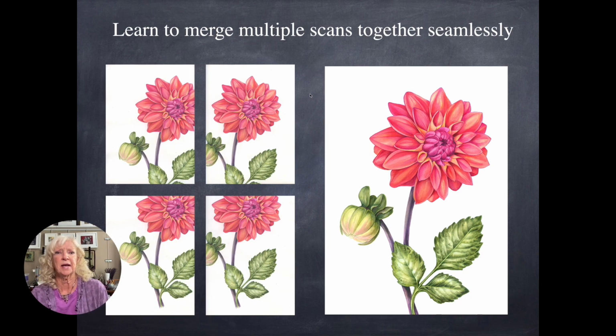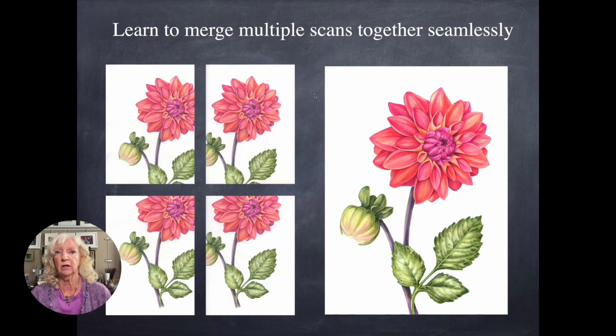Then another thing that can occur when you're doing your artwork is what happens if your scan bed is too small and your painting is too big. So basically what you're seeing here on the left are 4 different scans that will be put into Photoshop Elements, and then I'm going to seamlessly put them together so that they match up.